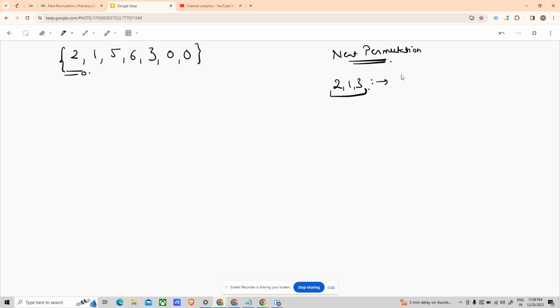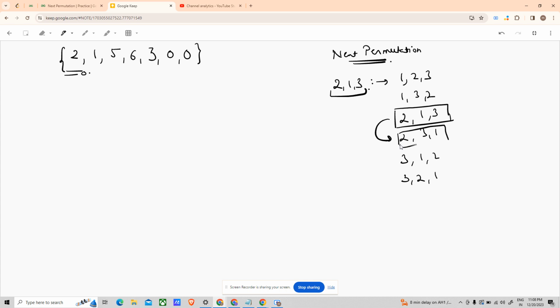After sorting, the permutations would be like 1, 2, 3, then 1, 3, 2. After the second will come 2, 1, 3, then 2, 3, 1, then 3, 1, 2, then 3, 2, 1. I think I'm correct. Correct me in the comment section if I'm wrong somewhere. So 213 is given to us, and 231 is the answer, that is why. If you observe 213 and 231, you see 2 is common here.